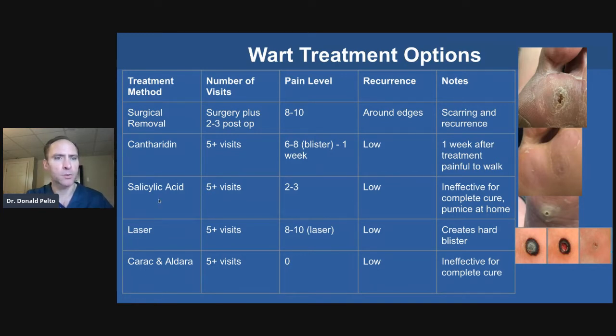And then occasionally we do salicylic acid. This would be more on a child or one that I think is almost gone. And then I'll put a little salicylic acid just to make sure, but it's not very effective as a standalone.